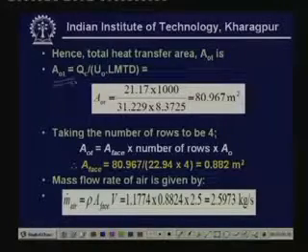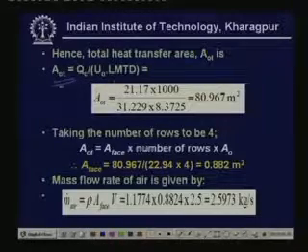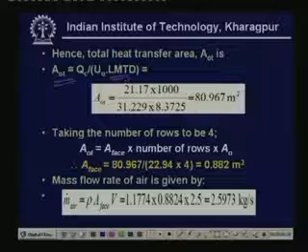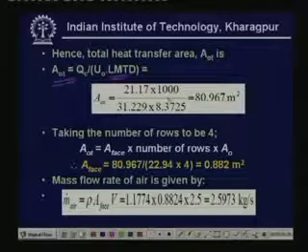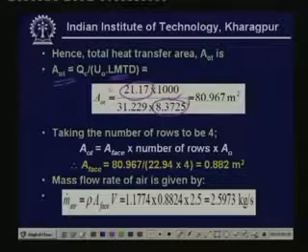A total. How do we know this? Because QC is nothing but U naught into total external area multiplied by LMTD. So LMTD is computed as 8.3725, QC is 21.17, and U naught is 31.229.